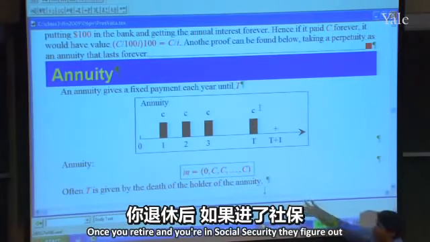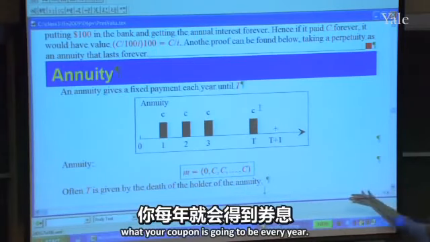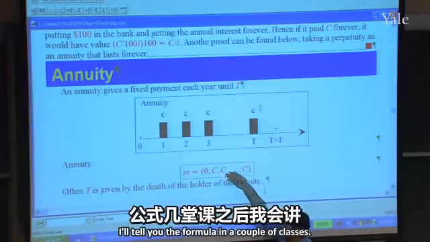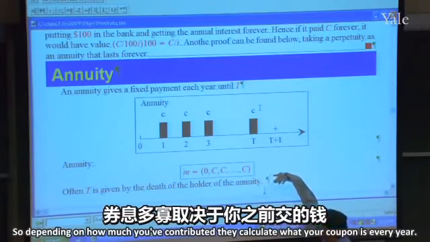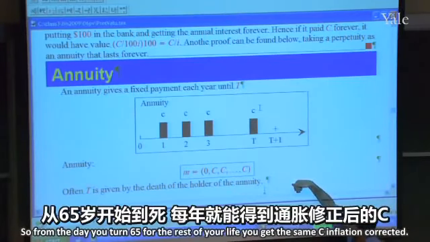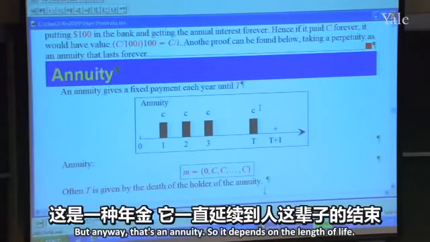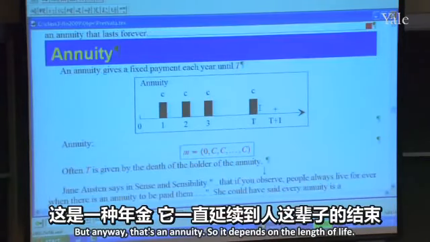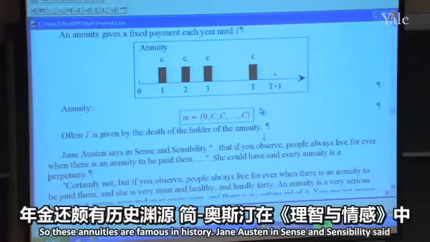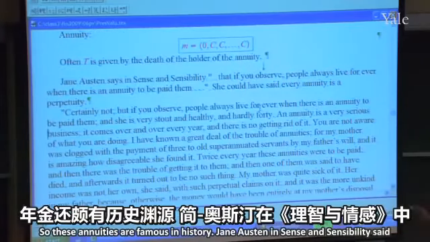Once you retire and you're in Social Security, they figure out what your coupon is going to be every year. I'll tell you the formula in a couple classes. Depending on how much you've contributed, they calculate what your coupon is every year. And so from the day you turn 65, for the rest of your life, you get the same C, inflation corrected. So we're going to have to talk about why they decided on that contract. But anyway, that's an annuity. So it depends on the length of life. Okay, so these annuities are famous in history.